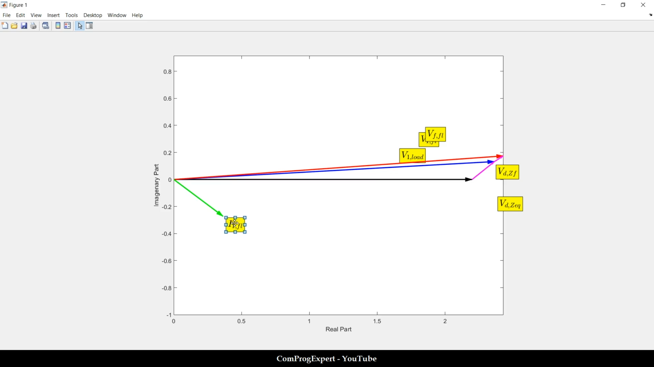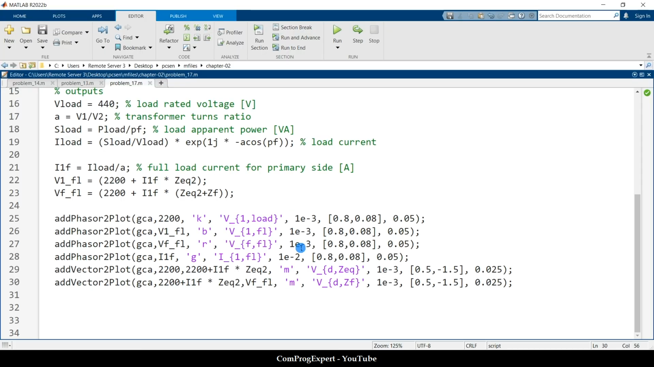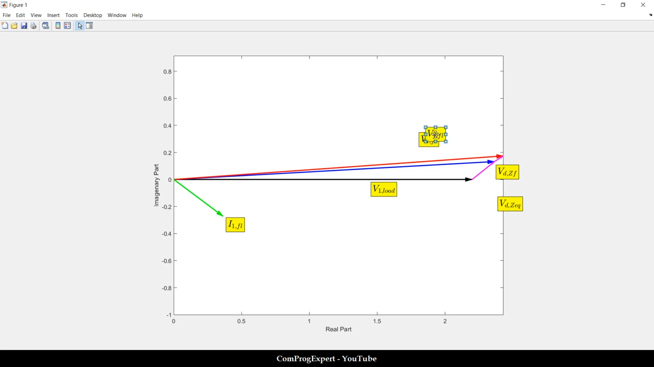phasor diagram. This is the I1, the load current transferred to the primary for full load operation. This is the V1 load, the load voltage transferred to the primary. Also here you can realize the importance of using the per unit system. We don't need to adjust these scales to generate the phasor diagram. This is the V1 full load, this blue vector.